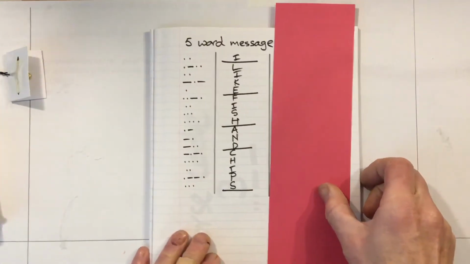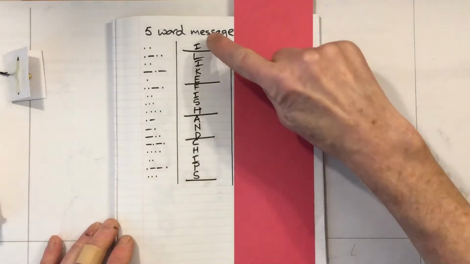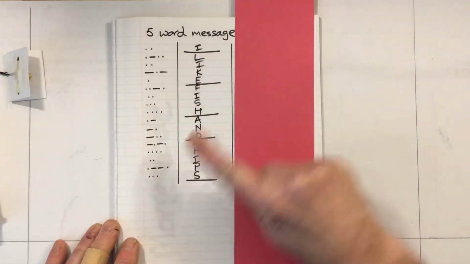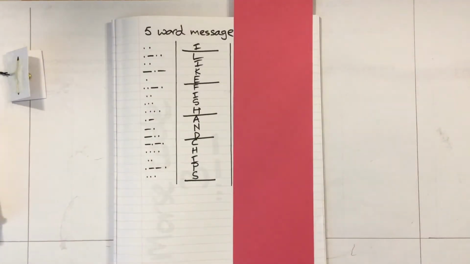So let's take that away and replace it by the original message. So there's our original message there, and it was the 5-word message. There's all the Morse code for the message. I like fish and chips. What if you wanted to keep it secret from everybody that you like fish and chips?